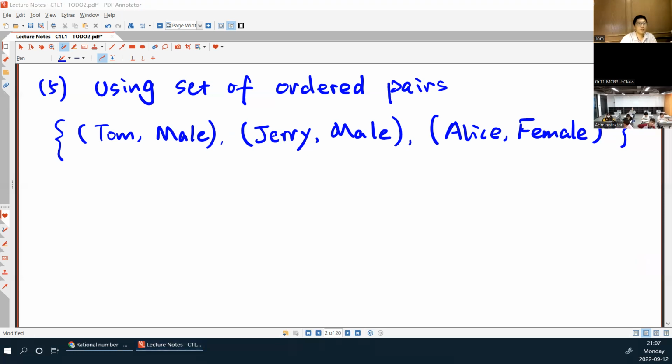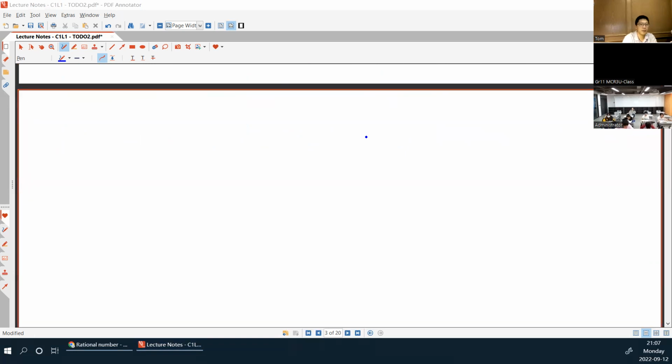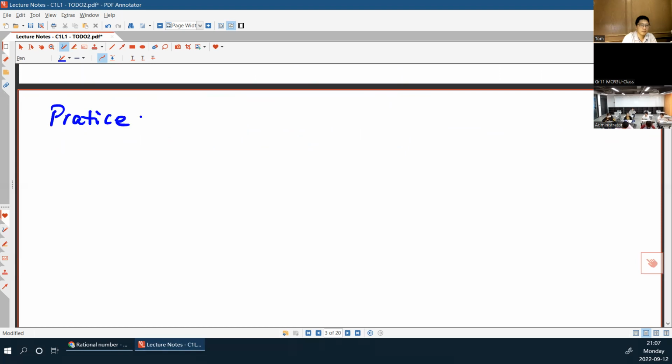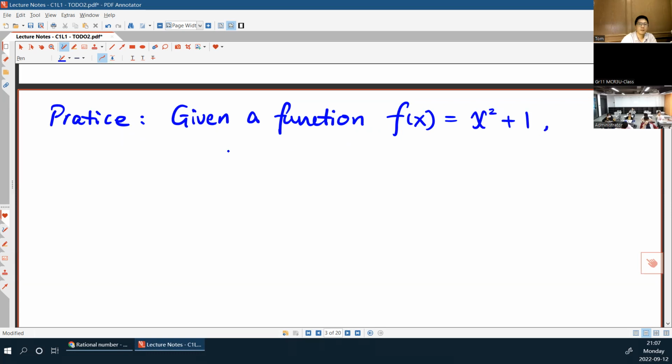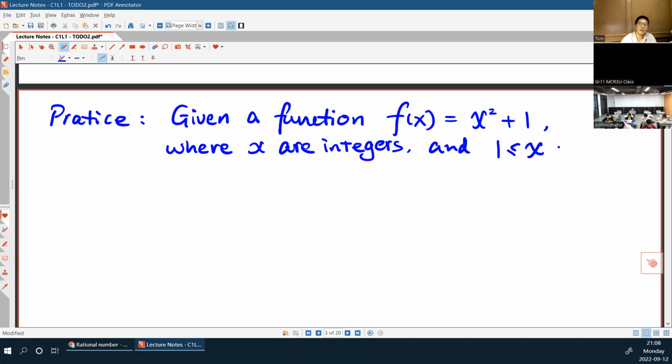Okay, let's do a practice to strengthen the concept, okay? Give you a practice. So given a function, such as f(x) equals x squared plus 1, where x are integers and x is within 1 and 3 inclusive. Your task is to express the same function using different notations below.